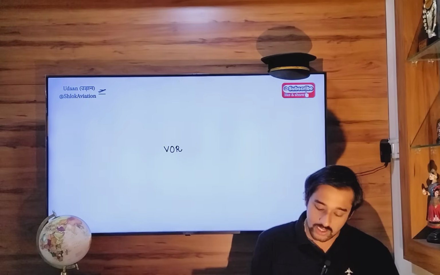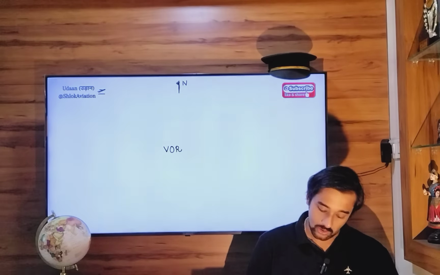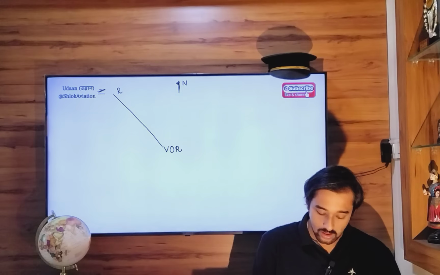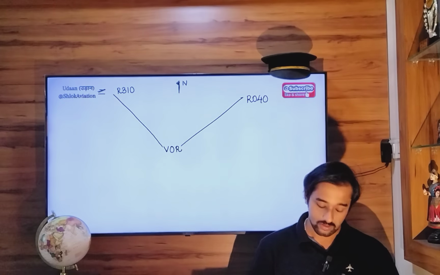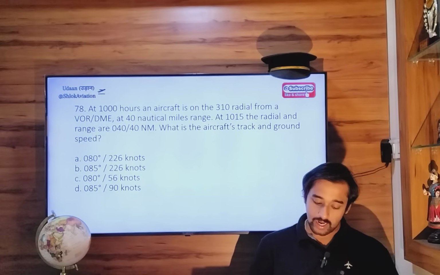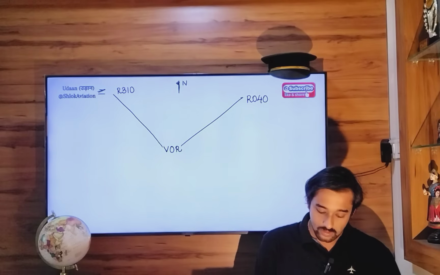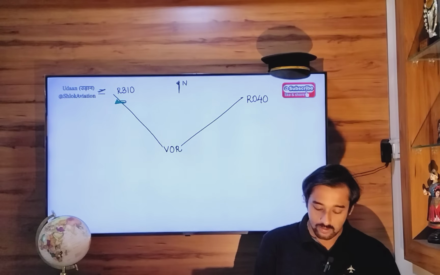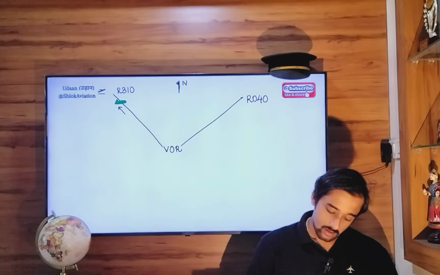Important sum. This is your VOR station. This is the northerly datum. This is radial 310. This is radial 040. So at 10 o'clock, the aircraft is at 40 nautical miles from this VOR station.